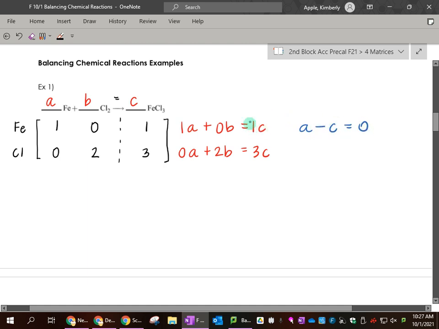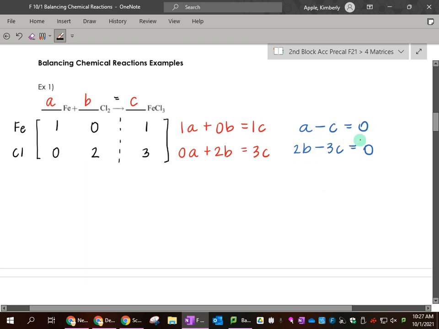Because if I subtract 1C from both sides, then drop all my zeros and ones, this will essentially be A minus C equals 0. And this one will be 2B minus 3C equals 0. Is everybody with me on why I'm doing what I'm doing so far? Okay. Remember what I told you, this is going to be a lot.